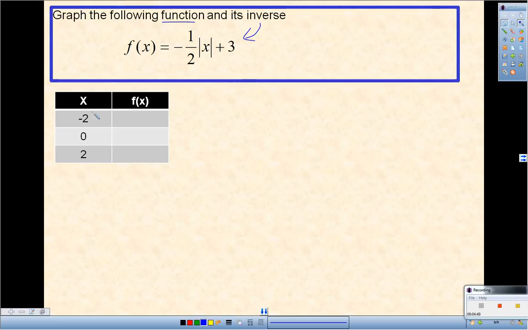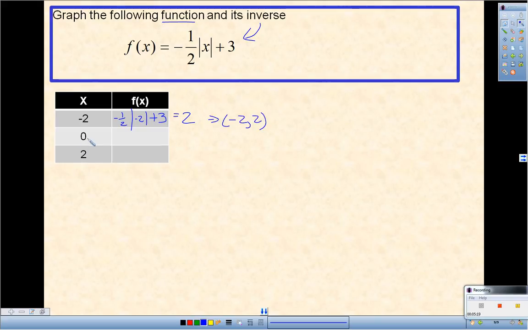Well, the first thing I'm going to do is make a little t-table, and I'm just going to use these points negative 2, 0, and 2, and evaluate these 3 points in my function. So what I'm going to have is negative 1/2 times the absolute value of negative 2 plus 3. The absolute value of negative 2 is 2. 2 times negative 1/2 is negative 1, plus 3 is 2. So that gives me the point negative 2, 2.